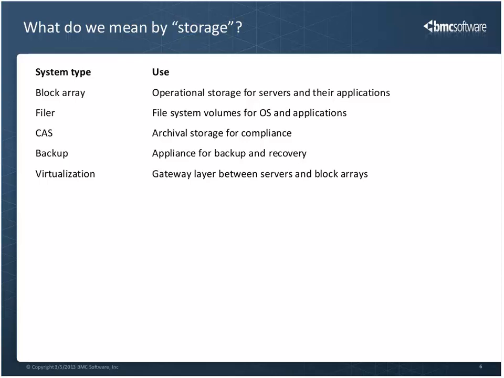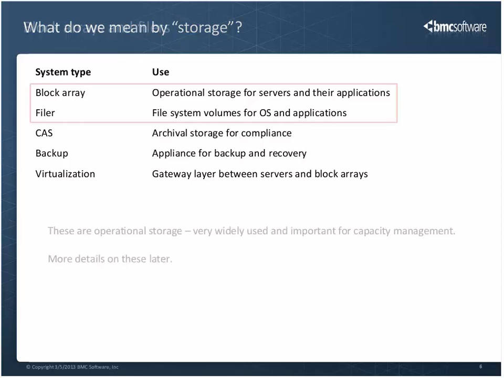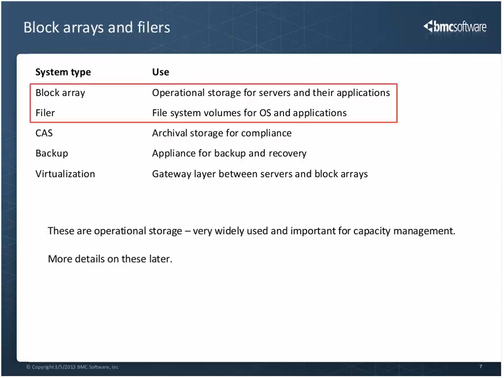Then the other three types we can talk about as content addressable storage or archival storage. That's usually used for compliance, backup systems and recovery, and general virtualization systems, which are implemented as layers between the servers and the block arrays. So the first two items, the block arrays and the filers, the operational storage, are the ones that are most widely used and most important, I would say, for capacity management. So we'll go into those in much more detail later.